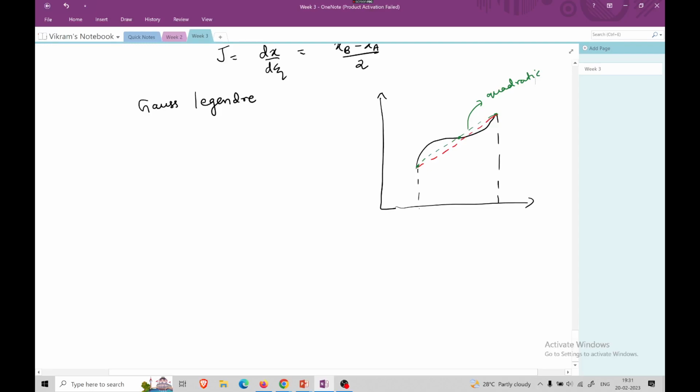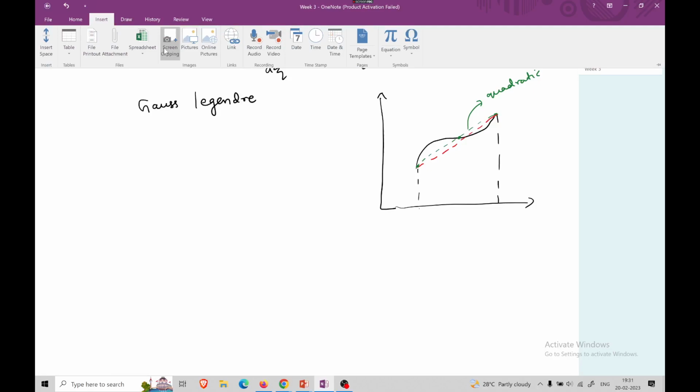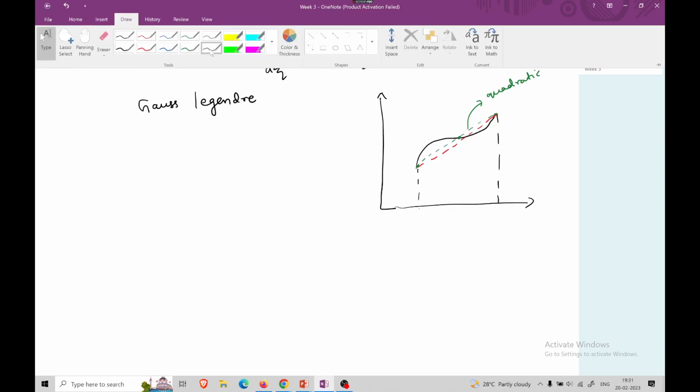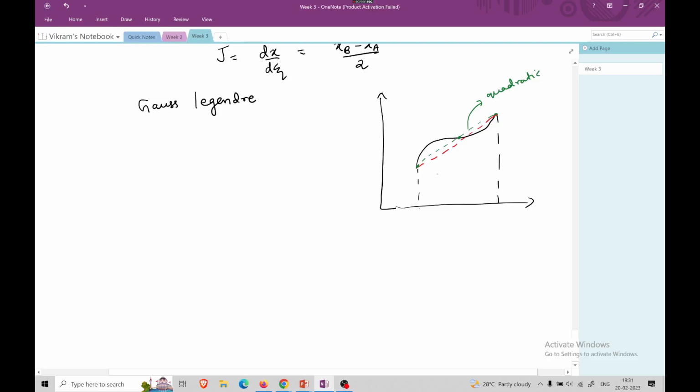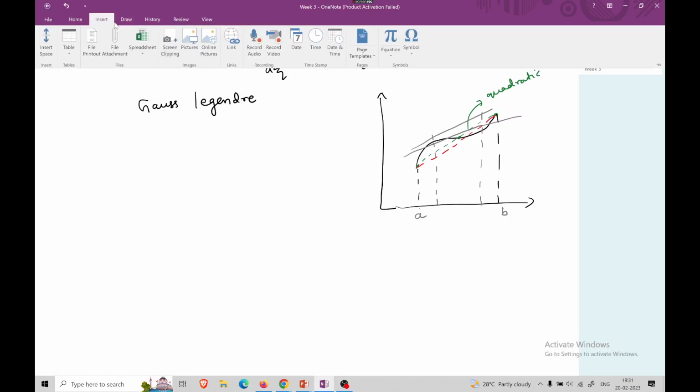But what about Gauss Legendre? So Gauss Legendre will be, you will be integrating it at 2 points, but they are not on the mid. You can say they are not at the end points a and b, so they will be somewhere around here, and you are going to have based on that something like this. So that is a graphical representation.